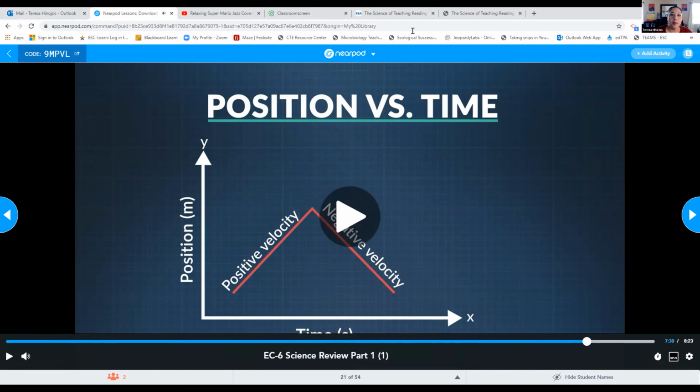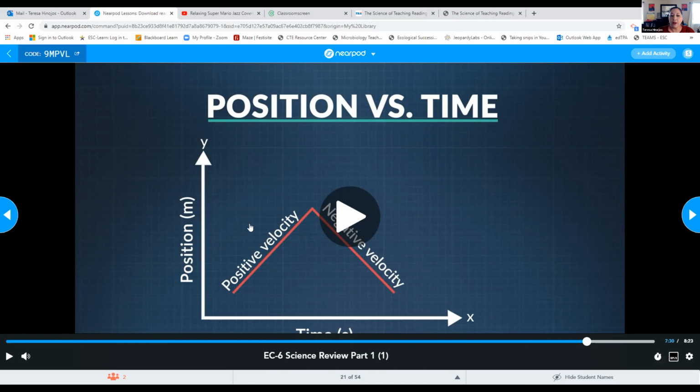Okay, so I'm going to go ahead and pause it there. So we talked about the different terms and what these mean in terms of position and velocity and speed and all that. But you do have to understand how to read and how to graph those things as well. So if that's not something that you're familiar with, that's why I chose this video, because the video also shows you what those graphs look like.